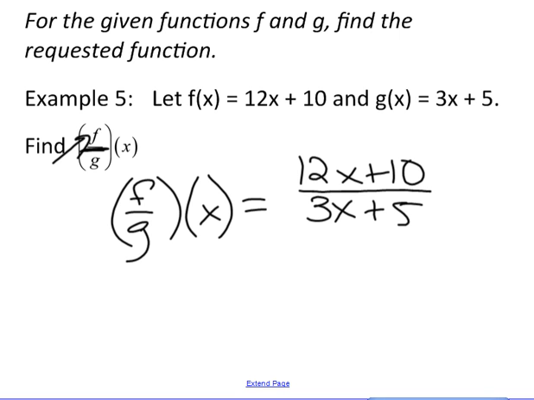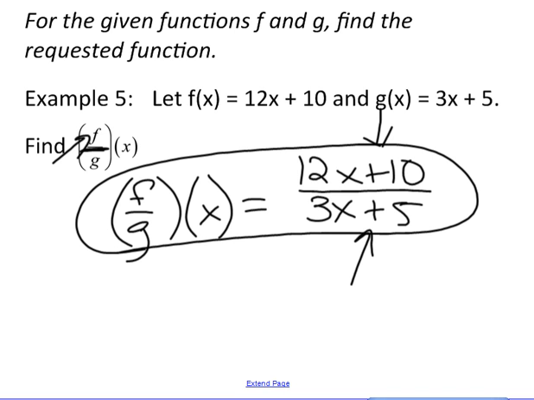Most students are tempted to cancel. They see the 5 goes into 10, they want to cancel that out. So they're like, 5 goes into 10 twice. Unfortunately, that does not work. You cannot do 5 into 10. You can't do 3x into 12x. That doesn't work either. The reason why is because of this plus sign. Because of the plus sign, the rules are different. So, it turns out you cannot simplify this function at all, and your answer is 12x plus 10 over 3x plus 5.